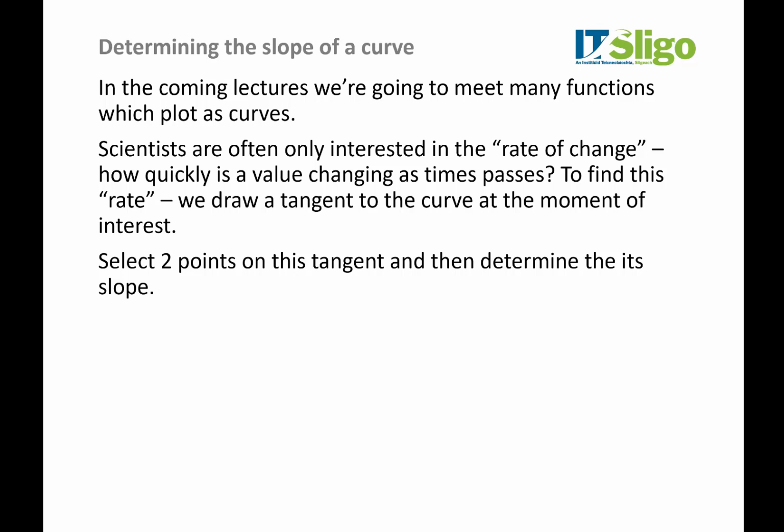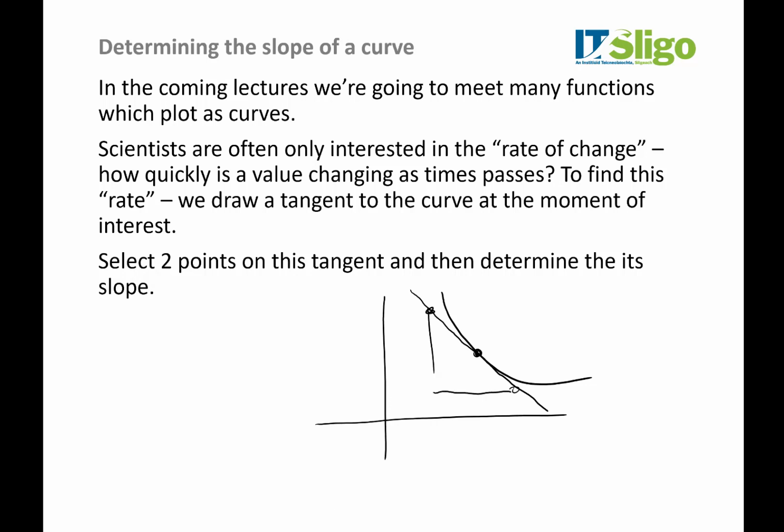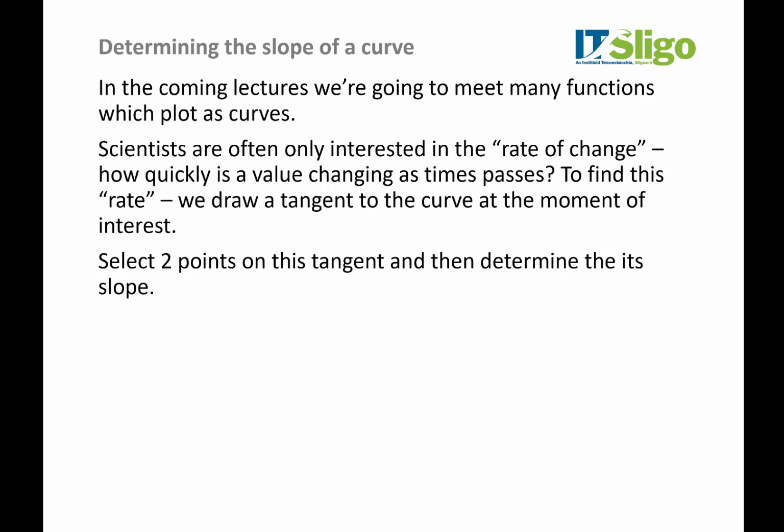So say we have a rough curve like this, and we're interested in what's the rate of change at this point. What you do is you have to draw a tangent. So a tangent only touches at the point of interest. And then, guys, we can pick any 2 points off our tangent and find our slope from there, either using delta y over delta x or the slope formula we just discussed.